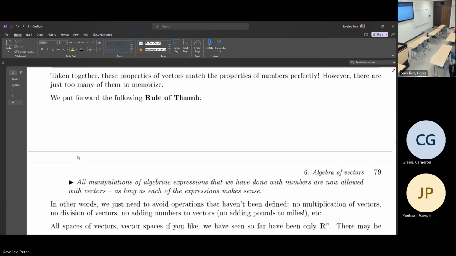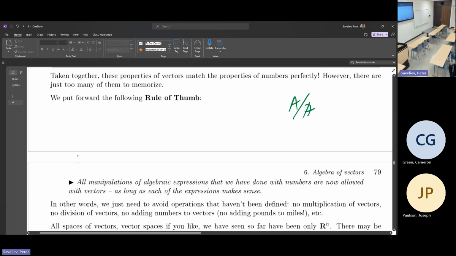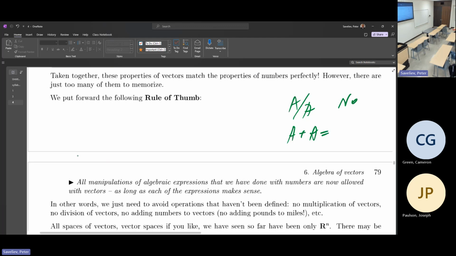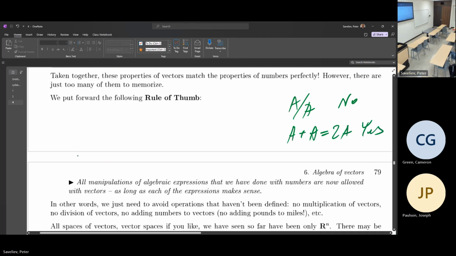So you're not going to do this one, because there's no division of vectors. This one is a no, but this one is a yes, because it makes sense. It makes sense, meaning that you can add vectors. And this one is a no, because one is a number and A is a vector.